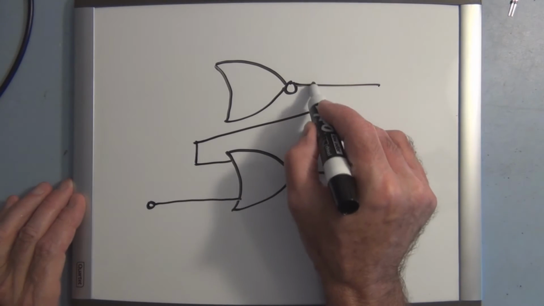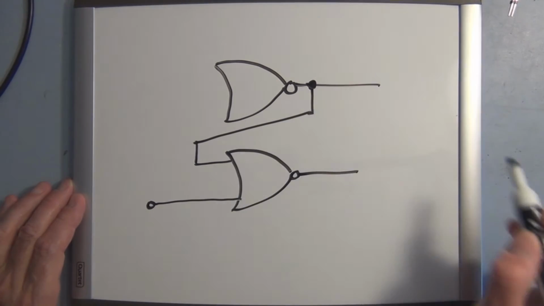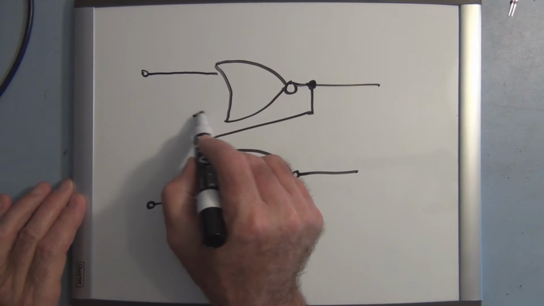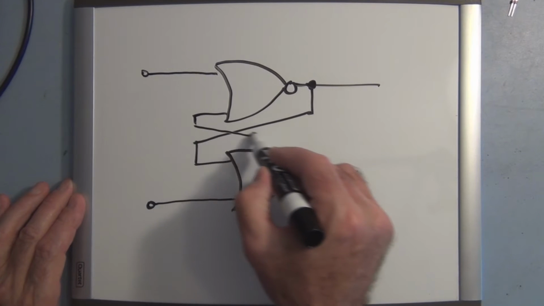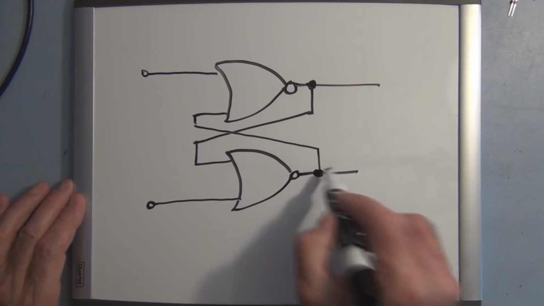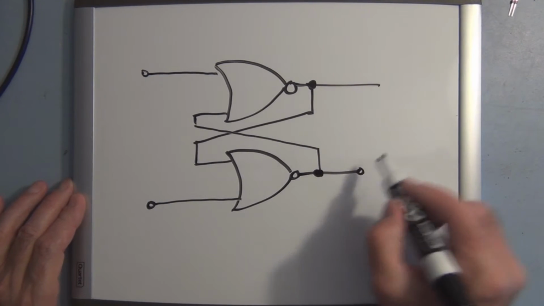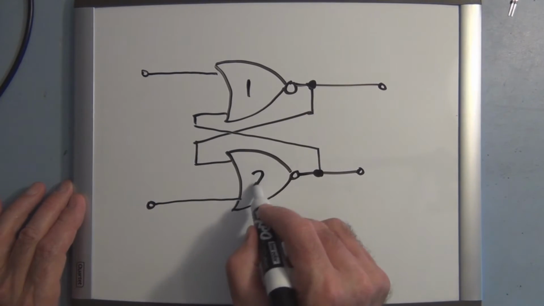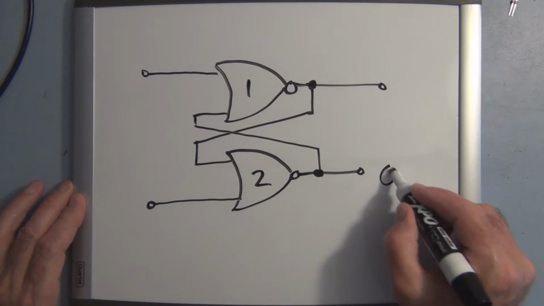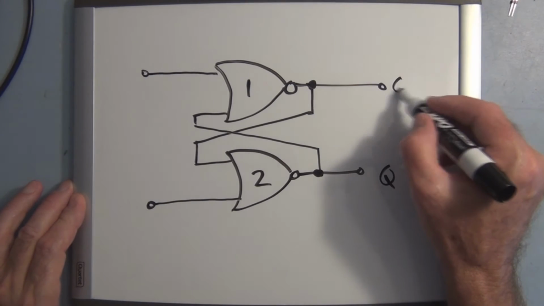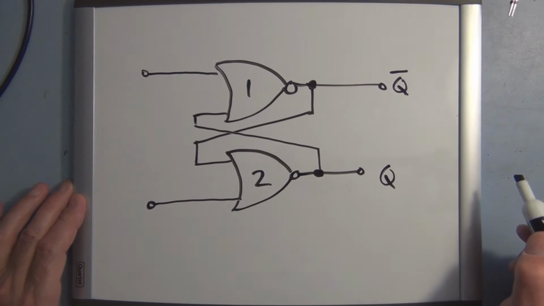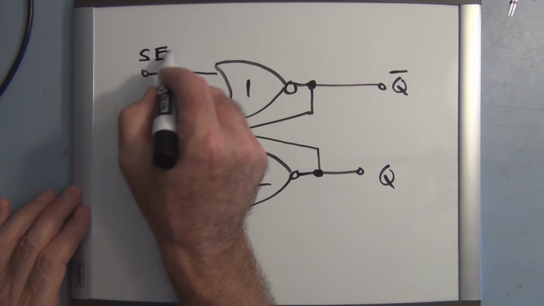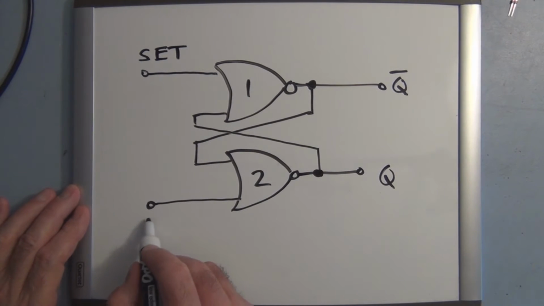So here this would go to connect to this output, and here this input from this NOR gate goes to the opposite output on the second NOR gate. And so this is NOR gate 1 and NOR gate 2. This is the Q output, and this is the Q naught output. And this input is called set, and this input is called clear.